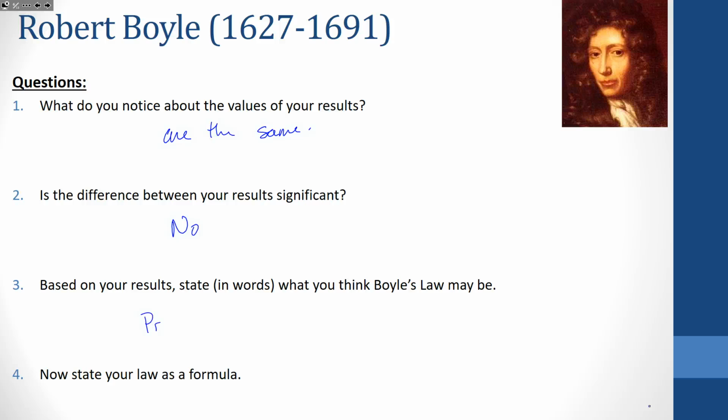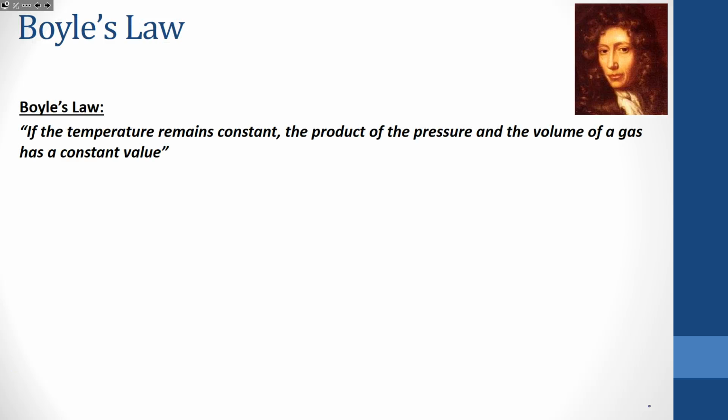So I'm going to say that if we take the pressure times the volume is constant. So we're going to put it as a formula. P times V equals K, K representing a constant. So that is Boyle's law, basically. And here it is. If the temperature remains constant, the product of your pressure and volume of a gas has a constant value. So the formula for this statement is that P times V is K.